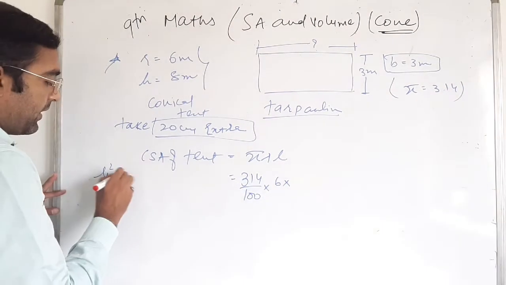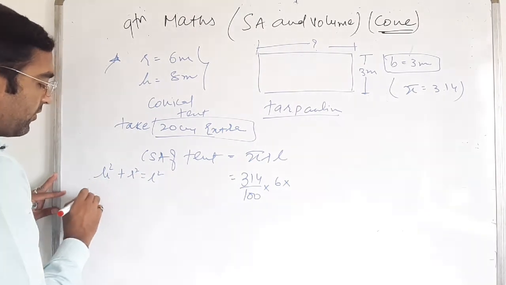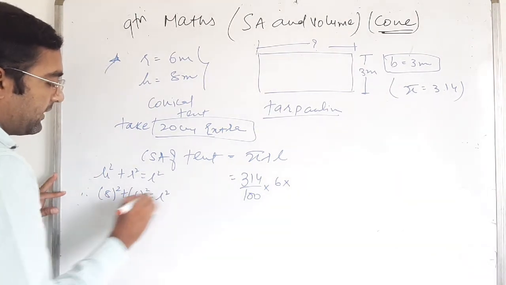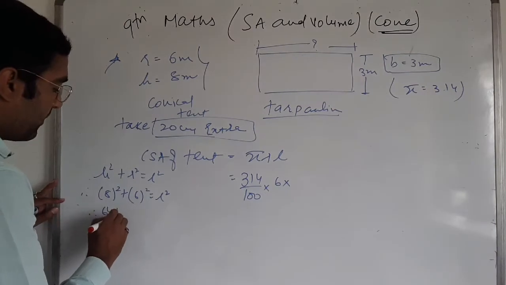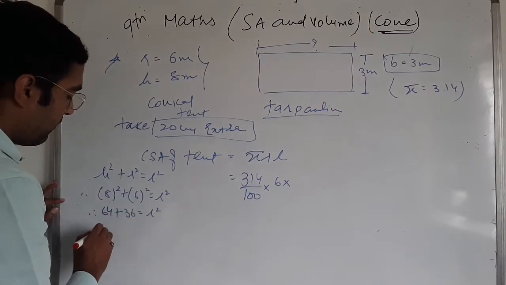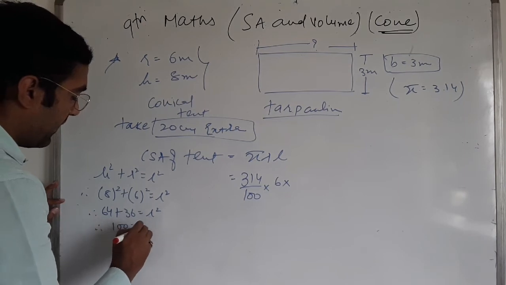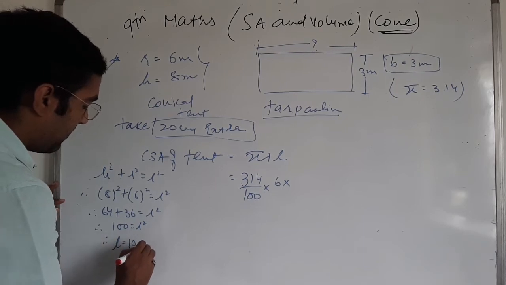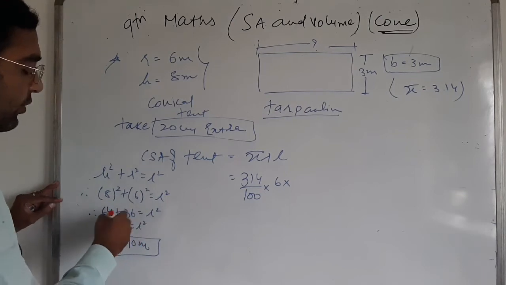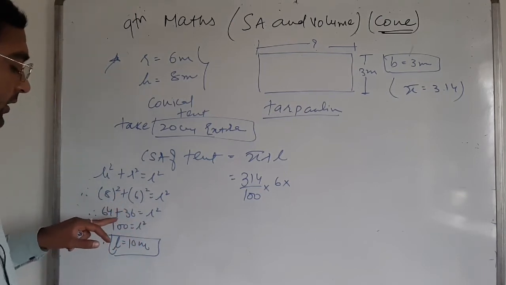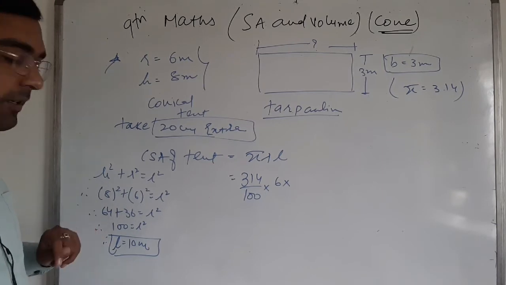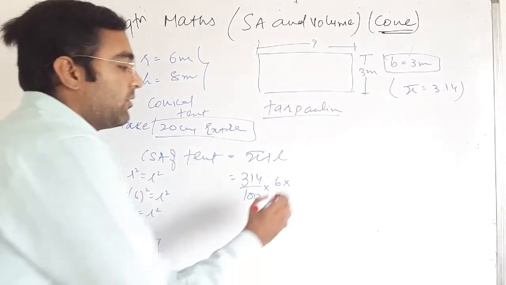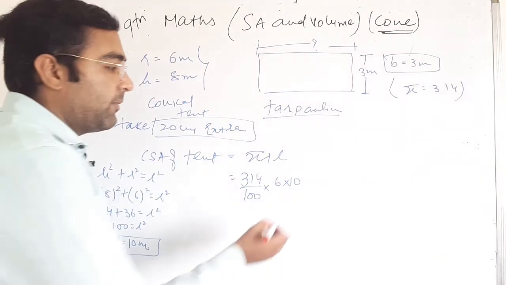So h square plus r square equals l square. Here h is 8 squared plus r is 6 squared equals l square. Therefore 64 plus 36 equals l square, that is 100 equals l square. Taking the square root on both sides, the square root of 100 is 10. So we take the slant height of the cone as 10 meter.